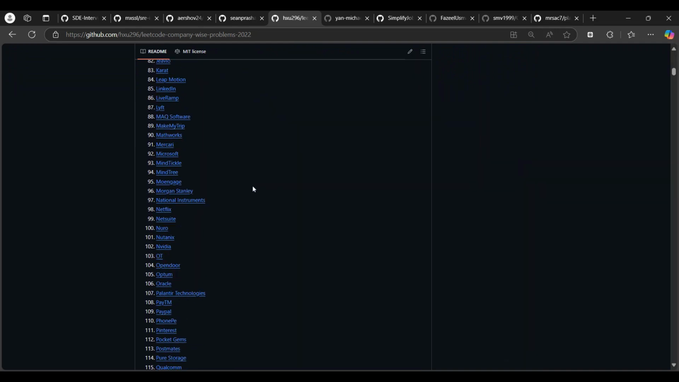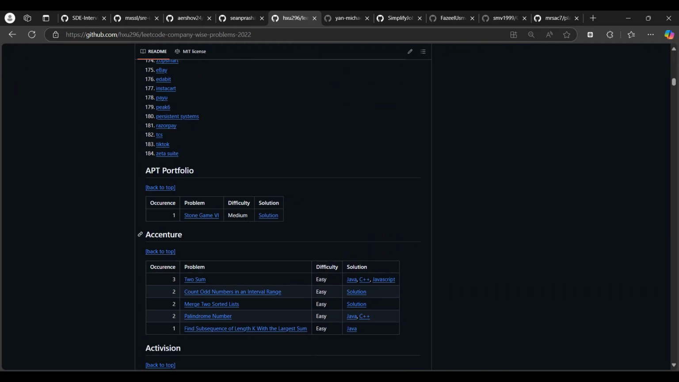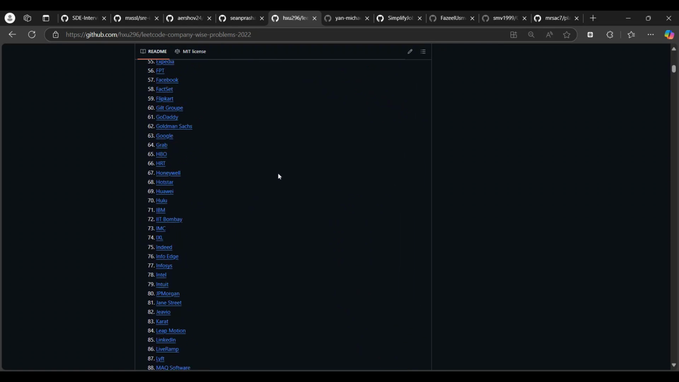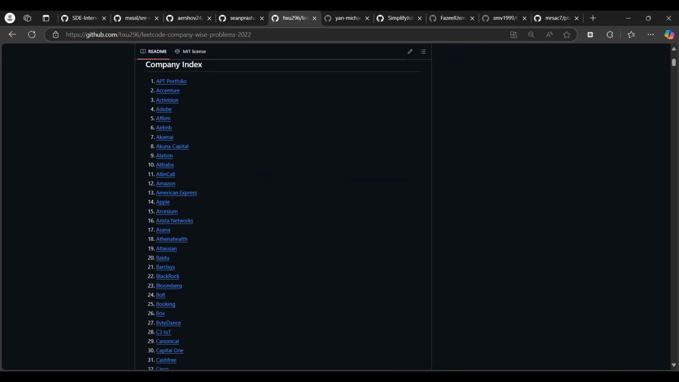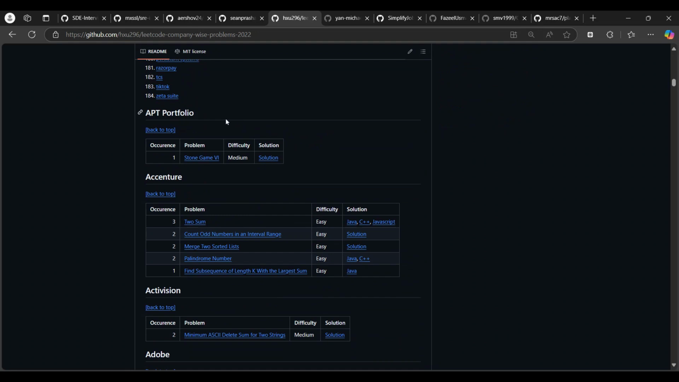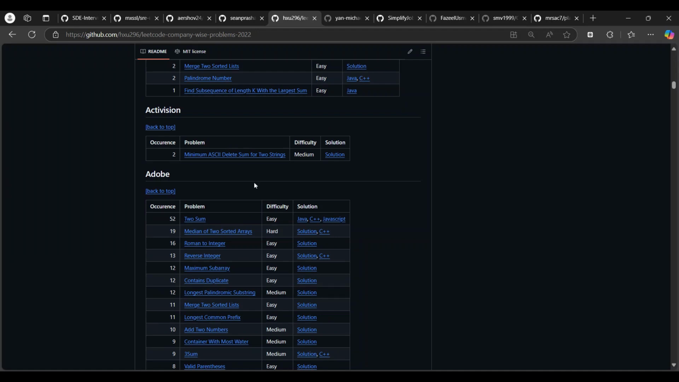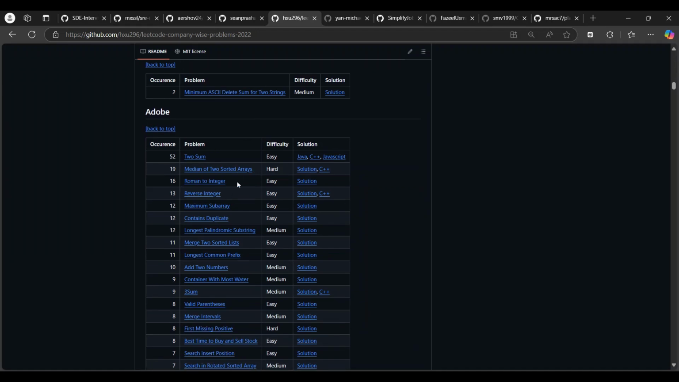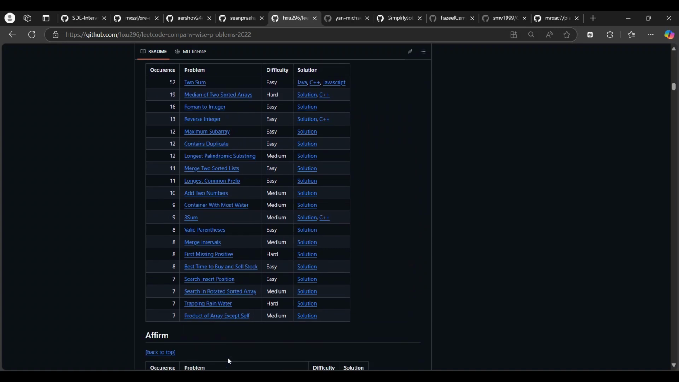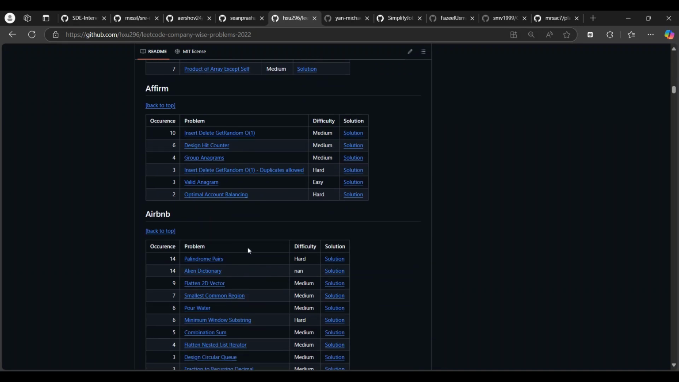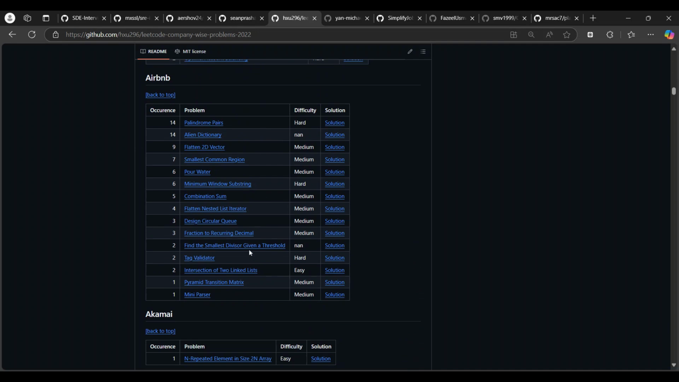They have listed so many companies, right? For APT portfolio, they have listed these questions. For Accenture, for Activision, for Adobe, they have listed these questions. If you're preparing for Adobe, prepare these questions. Mostly they ask these questions. For Airbnb, if you're preparing for Airbnb, you can practice these questions.